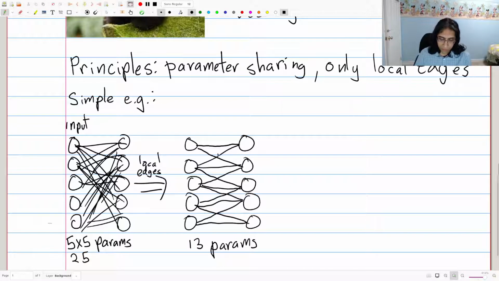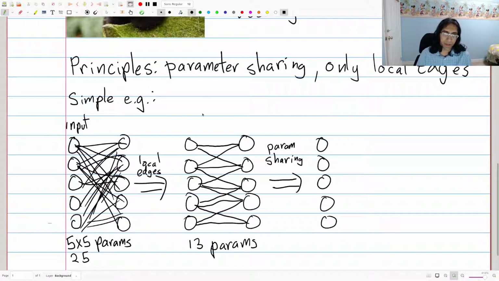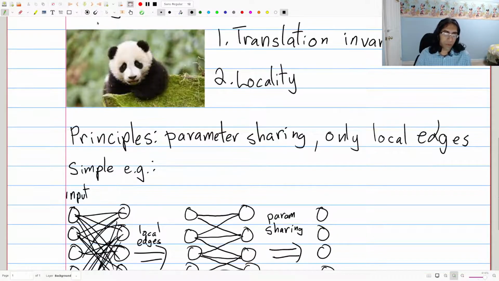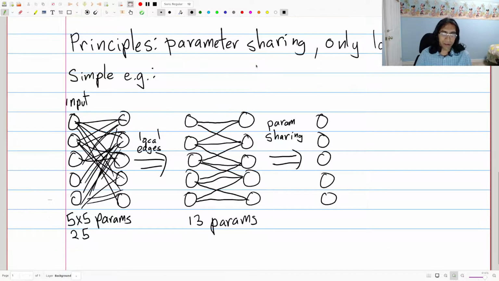Now, the final simplification, which will reduce the number of parameters even more dramatically, is going to be parameter sharing, which may be a little bit less intuitive. But again, this is going to be based on the principle that, remember, it doesn't really matter which part of the image we look at. We want to react to the same thing. For example, we want to react the same way.